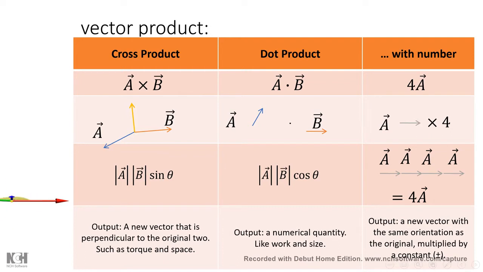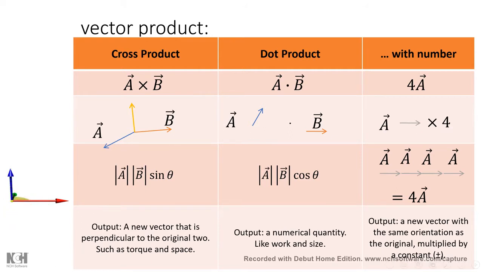Also, we have the dot product. If we have A dot B, the resultant is a scalar. It is not a vector. And it will be the magnitude of A multiplied by the magnitude of B multiplied by cosine theta. We will face this process later when we work with work, which is the force multiplied by the displacement.